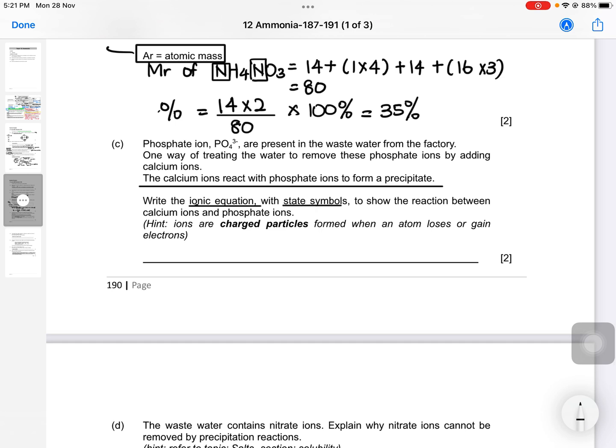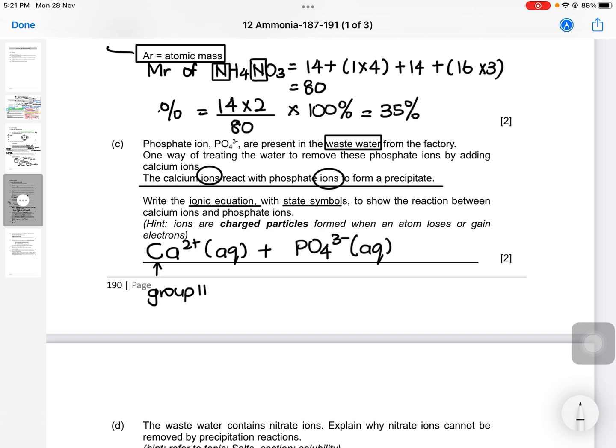Because they say calcium ions react with phosphate ions, the calcium ion is Ca2+, because calcium is from group 2. Group 2 elements form a charge of 2+ when they lose electrons. It is in aqueous state because they say it's wastewater, which means the calcium has to dissolve first. And phosphate is PO4 3-, also dissolved in water. When they say it is a precipitate, the state symbol assigned will be solid.